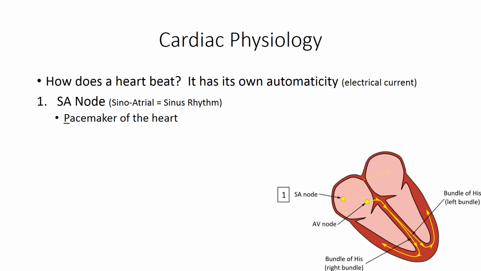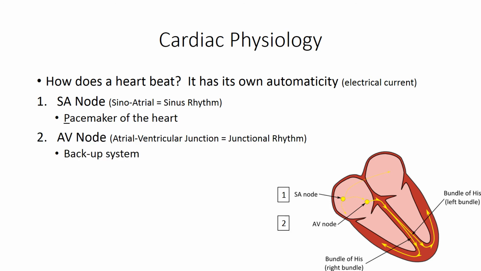Now that we've talked about the anatomy, let's talk about cardiac physiology. The heart has its own heartbeat through automaticity. It's able to generate its own pattern or heartbeat. Now, the pacemaker of the heart is called the SA node. SA stands for the sinoatrial node, and that's why when people have a normal heart rhythm on an EKG, we will call it a sinus rhythm.